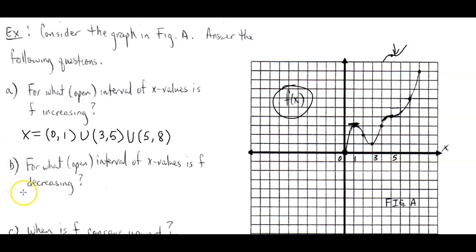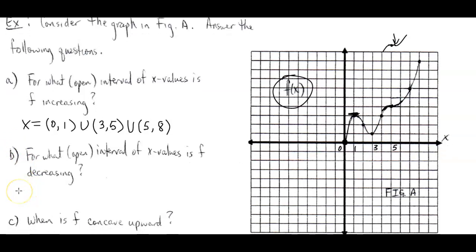Now, that being said, it'll be kind of easy to answer the next question. For what open interval of x values is f decreasing? Well, we only know it was one interval where it was decreasing, and that was from 1 to 3.